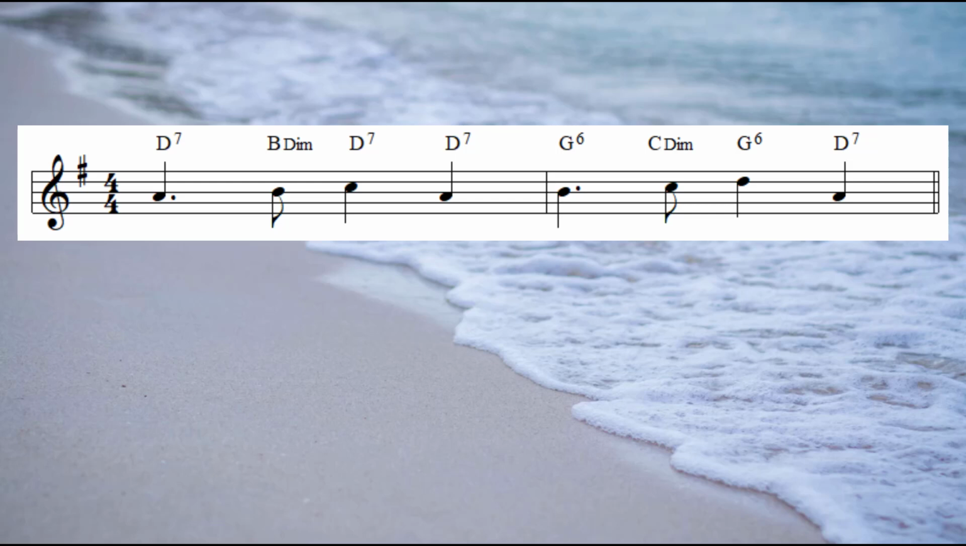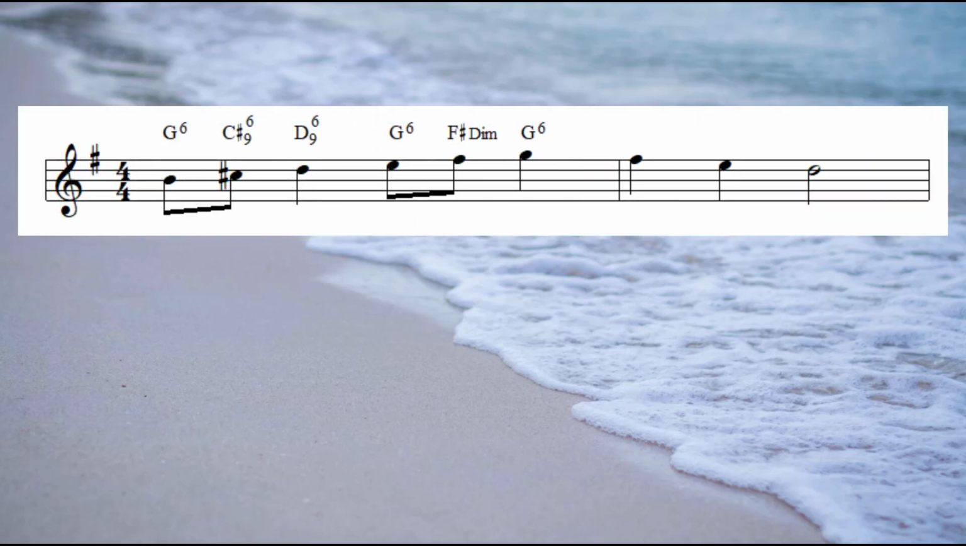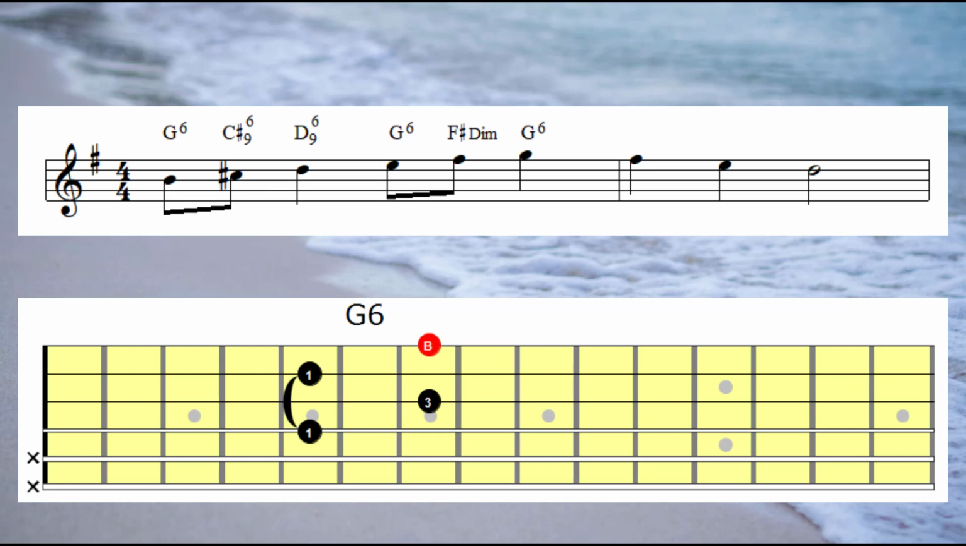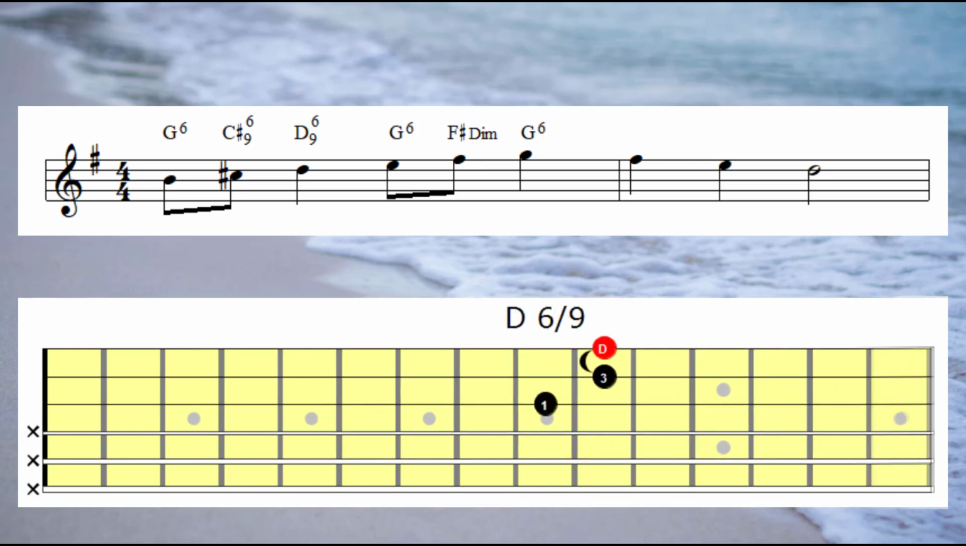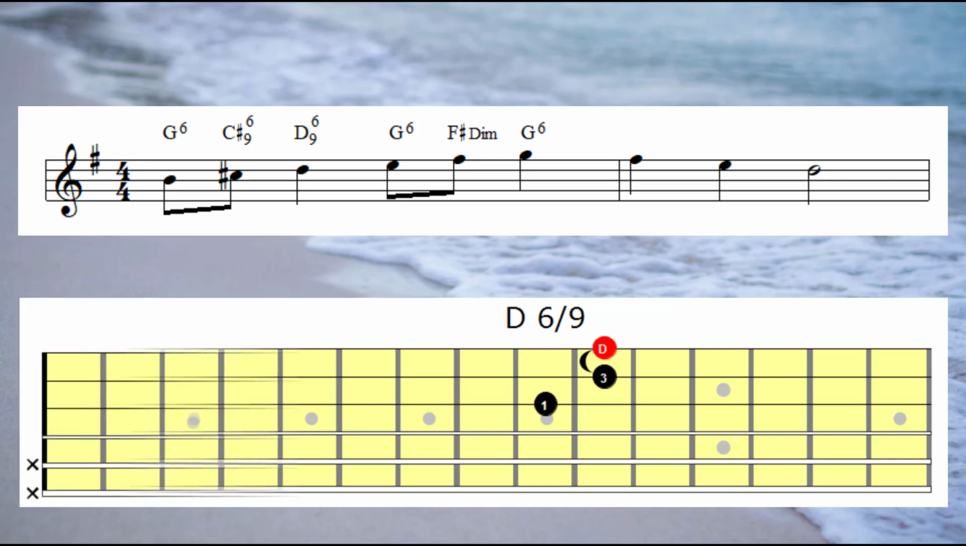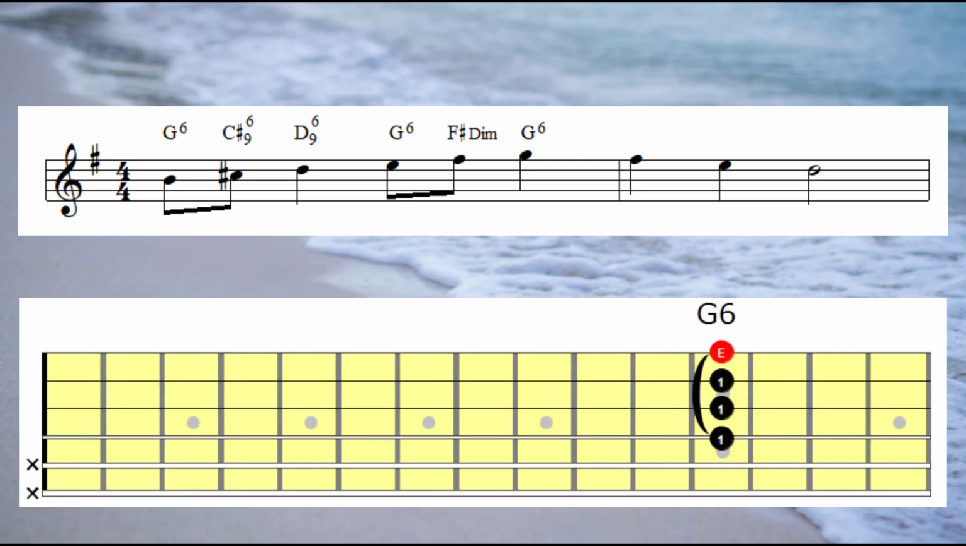Okay, let's move on to bars 3 and 4 of the B section. In bar 3, under the B note, I'm going to play a G6th. For the C sharp note and the D note, the next two notes, I'm going to use 6/9 chords. Now, the 6/9 chords are from the pentatonic scales. I'm going to deal with them in a future lesson. So at the moment, I'm just going to use them, and I'll explain their usage in a future session. Under the E note, I'm going to play a G6th chord.